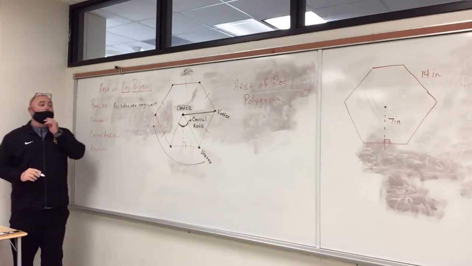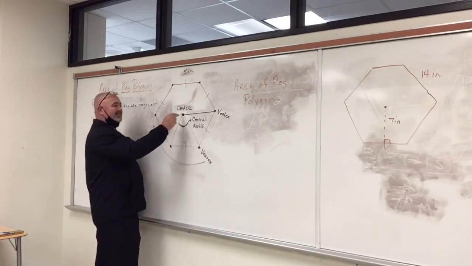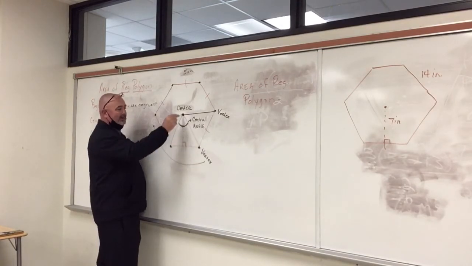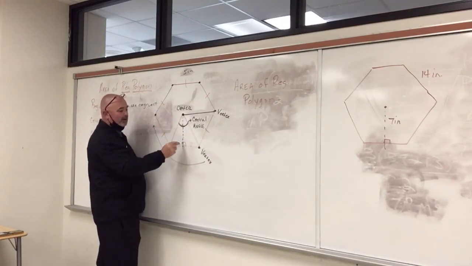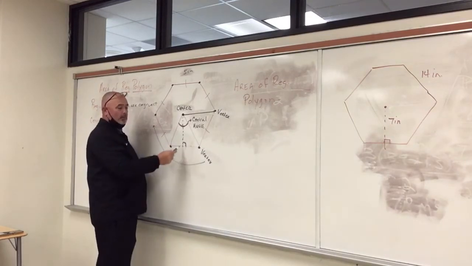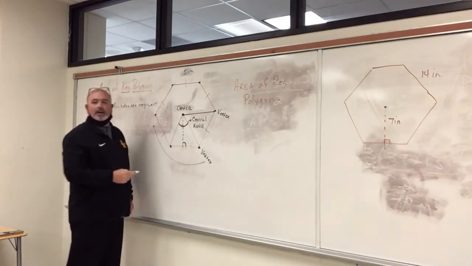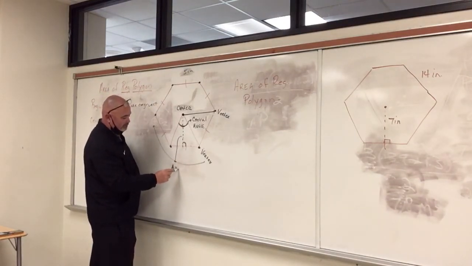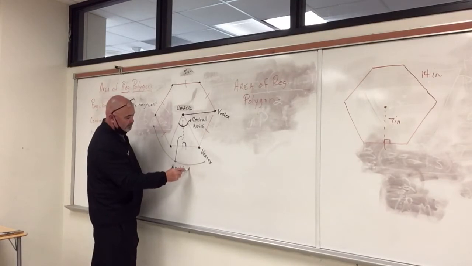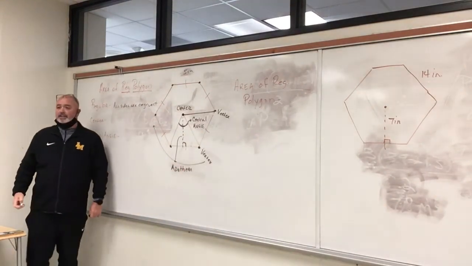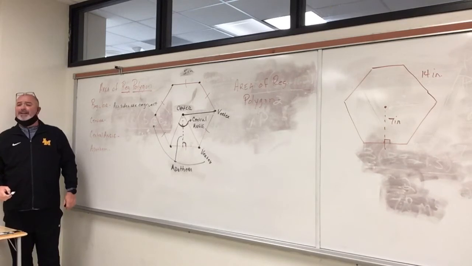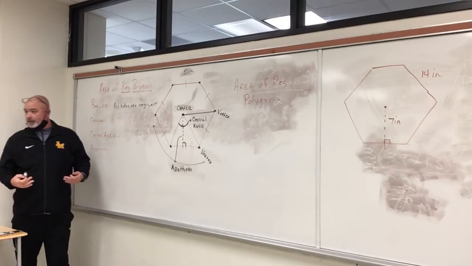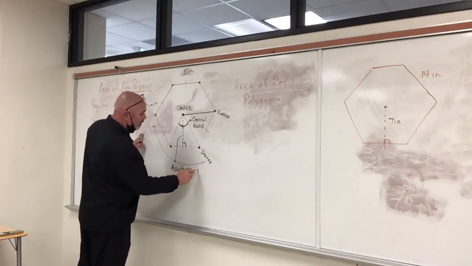And then the last thing we have is from the center of the polygon straight down to the middle of a side, a dotted line straight down, and it forms a 90-degree angle with the side. That is called an apothem. The definition of an apothem is basically that it's like the radius of the polygon.